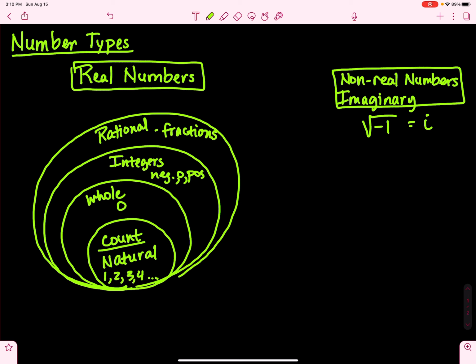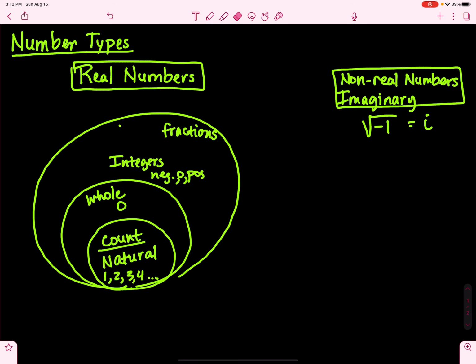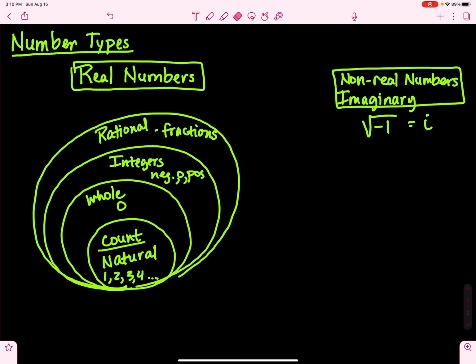Okay, so within the realm of real numbers, we have our rational numbers, but then over here we have our irrational numbers. What are irrational numbers, Ms. Griggs? Well, irrational numbers are numbers that are decimals.